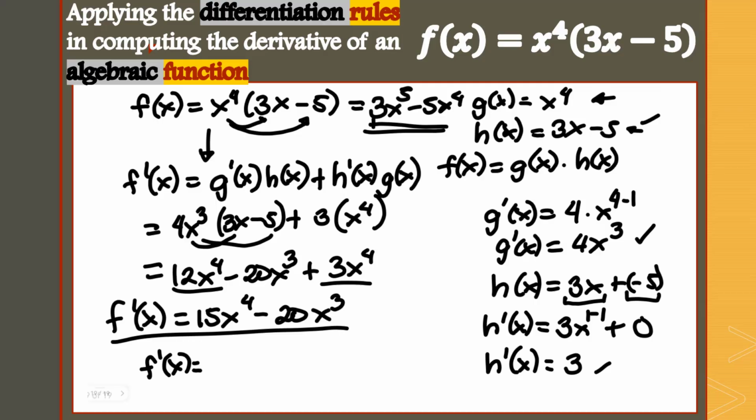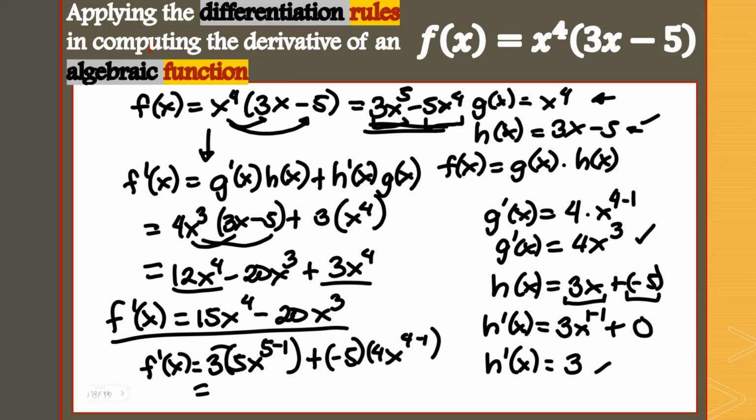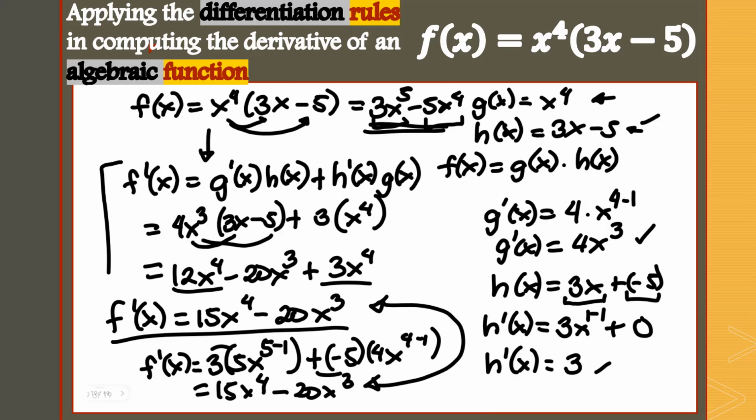So this is a constant multiple. So 3x to the power of 5, we still have 5 times x to the power of 5 minus 1, and you have here minus, plus rather, you have negative 5. This is also a constant multiple. You will have here 4 times x to the power of 4 minus 1, which will still give us 15x to the power of 4 minus 20x cubed. As you can see, both of them will yield the same answer, whether you use the product rule or distribute here and use only the sum and difference.